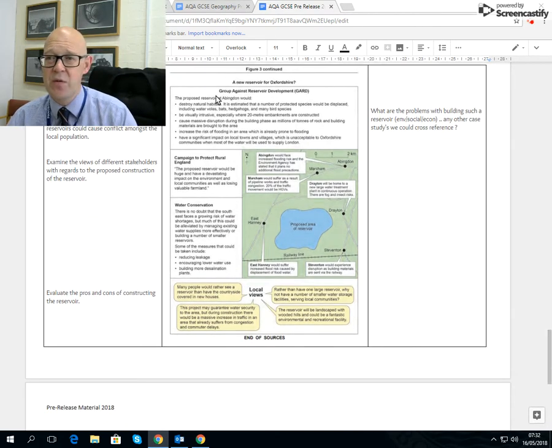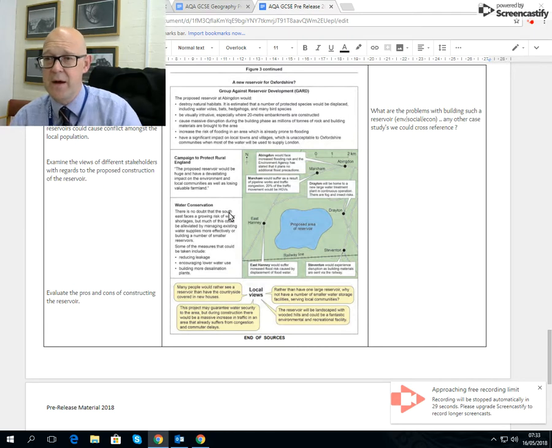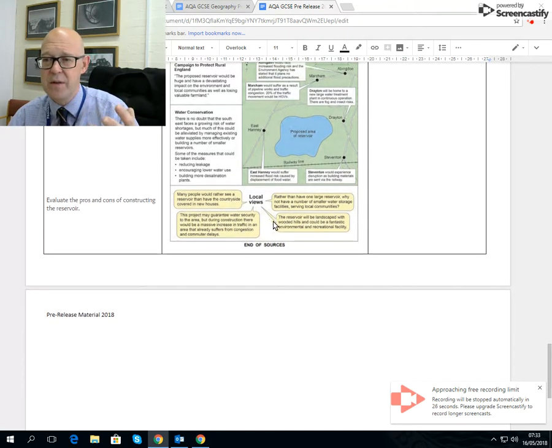So who's against it? Well, GARD, the Group Against Reservoir Development, fantastic. And they've listed 5 bullet points that they don't like. Just remember where they are, probably highlight in your copy 1 or 2 words. So destroy habitats, visually intrusive, which means it doesn't look very nice. I like a good reservoir myself, but there we go. Not everyone's cup of tea. Disruption during the building phase, just mentioned that. Possible risk of flooding, because of course the reservoir has a finite capacity, so if suddenly there's more water going in, they've got to let the water out, and that goes into the river system. Water conservation and the local views.